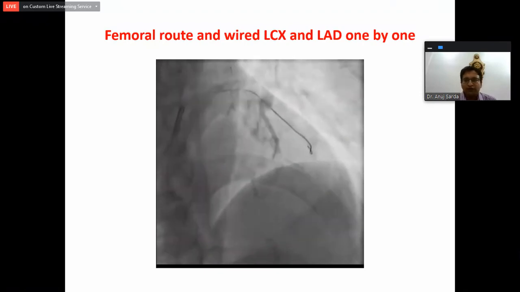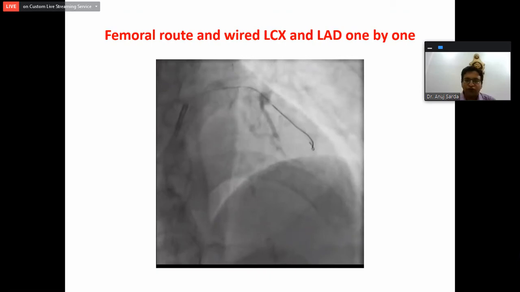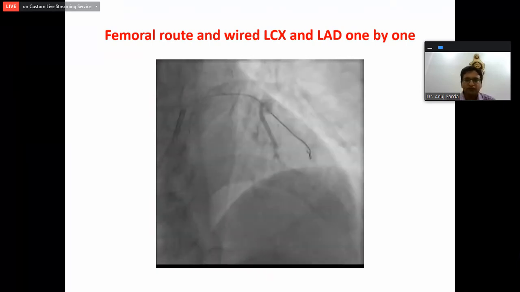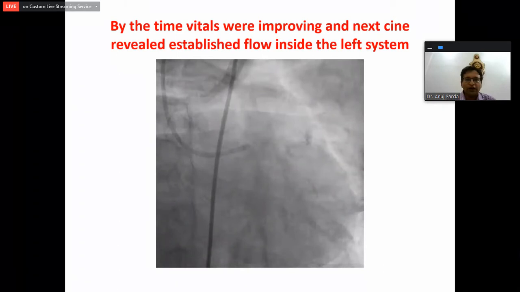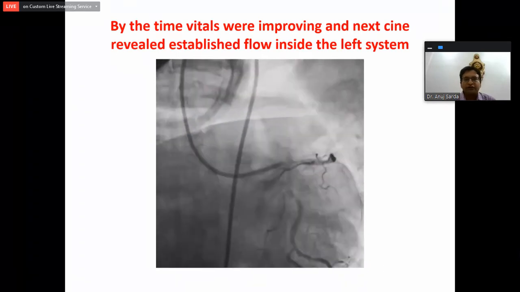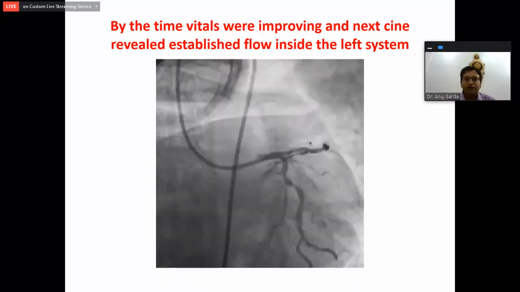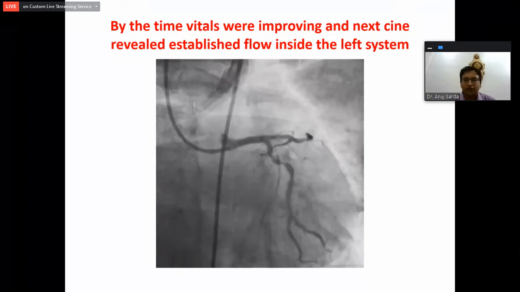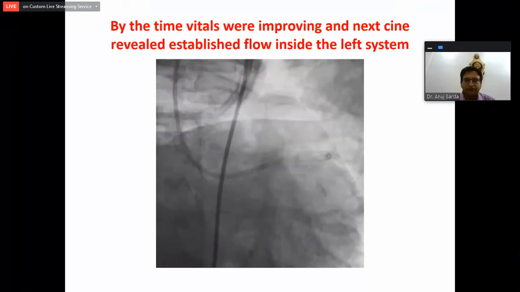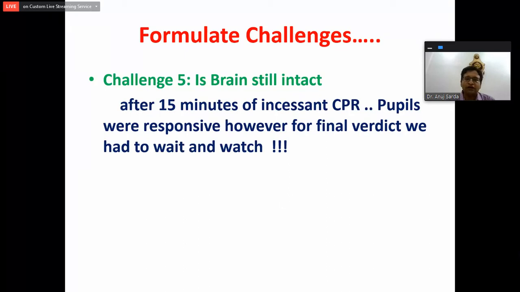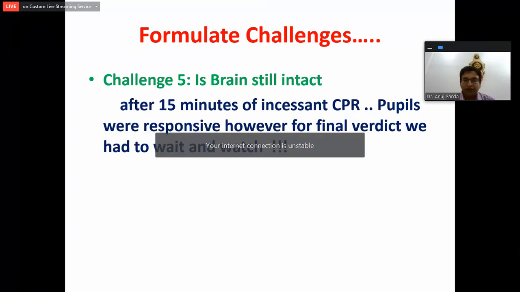The total system is knocked off. It's showing zero flow across the left system. And this is the result after what we did. We were able to revive the patient and establish the flow inside the system. And then just after we revived the heart, the next haunting question in front of us was: is the brain still intact? The pupils were luckily responsive. However, for the final verdict, we have to wait and watch.